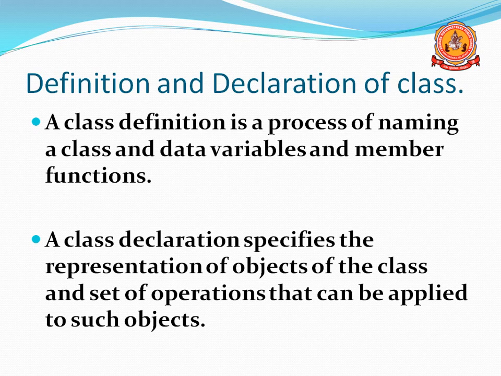Class definition is the process of naming the class, data variables and member functions. A class normally contains data members and member functions, and this naming of the class, data members and member functions is known as class definition. After defining the class, you have to declare the class. Declaring a class means creation of an object, or declaring the object. Creation of an object is known as class declaration.